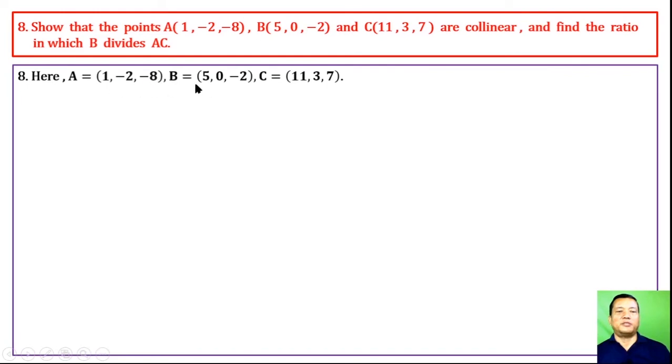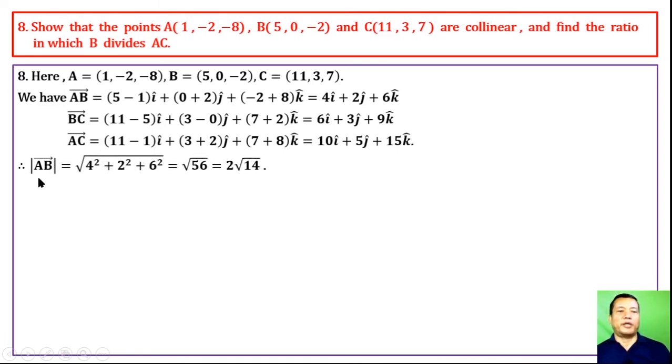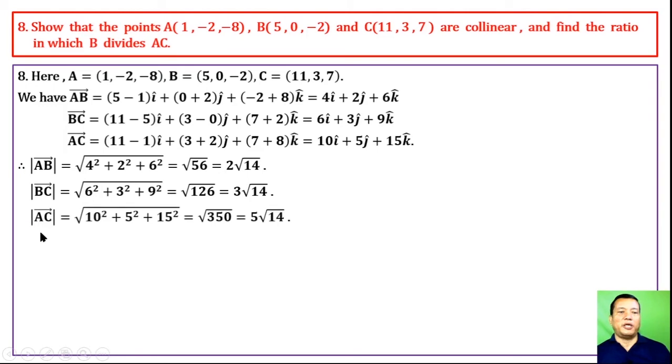Here A is this, B is equal to this, C is equal to this. We have AB vector, BC vector, and AC vector. Now magnitude of AB vector is 2 times root over 14. Magnitude of BC is also 3 times square root of 14. Magnitude of AC is also 5 times square root of 14. Thus, AB plus BC equal to AC.